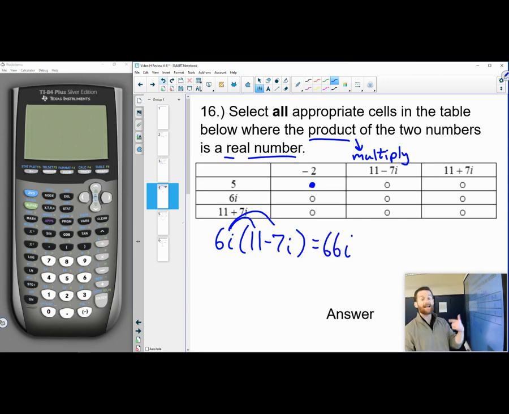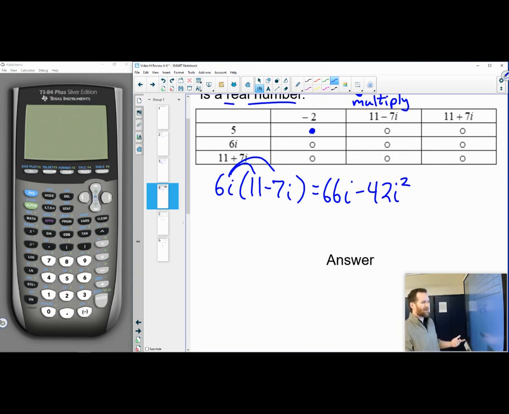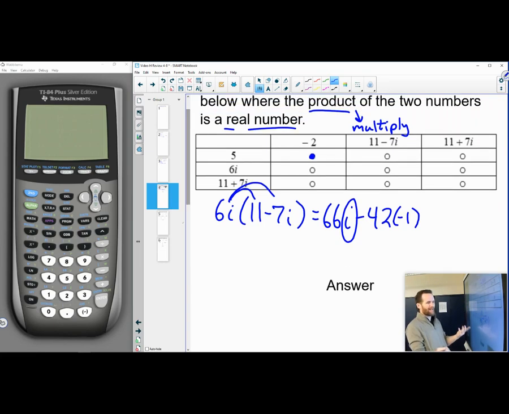So it's 6i times 11 is 66i. And then 6i times a negative 7 becomes negative 42i squared. Okay, so we could keep going and simplify this. I mean, this i squared is going to turn into a negative 1, so that part's going to be a real number, but there's still going to be this i there, so it's not real. So we could write it as our final answer, but we don't need the final answer. We just need real or non-real, and that's non-real, so we do not pick that cell.